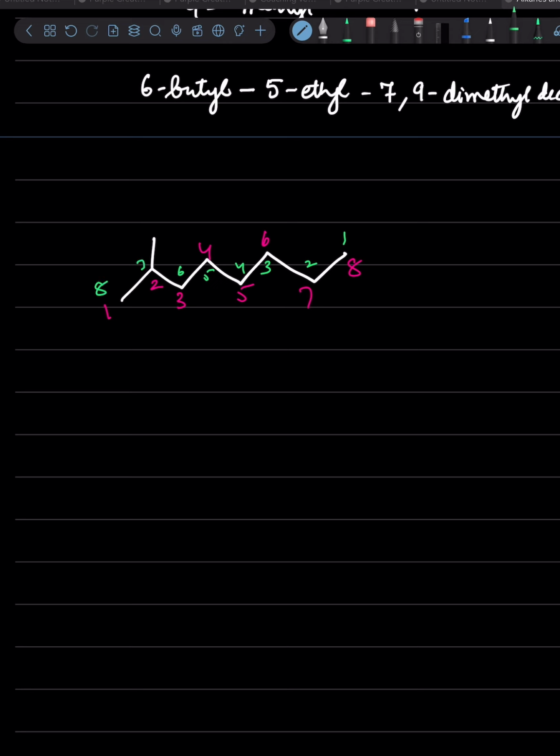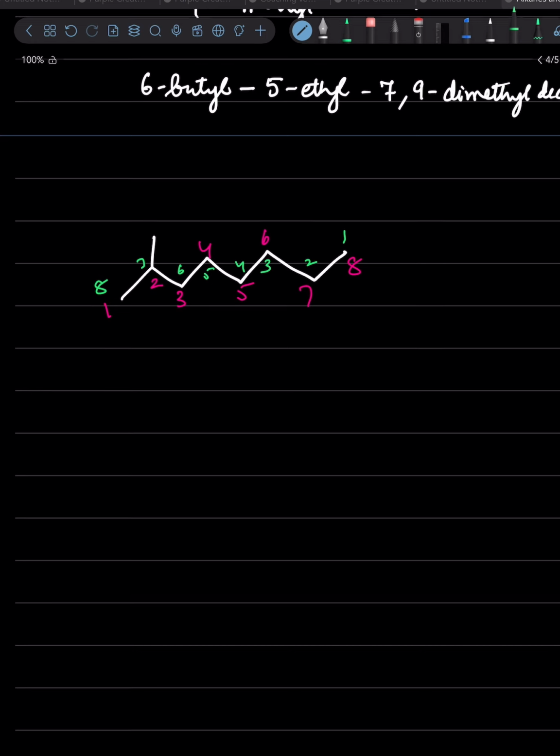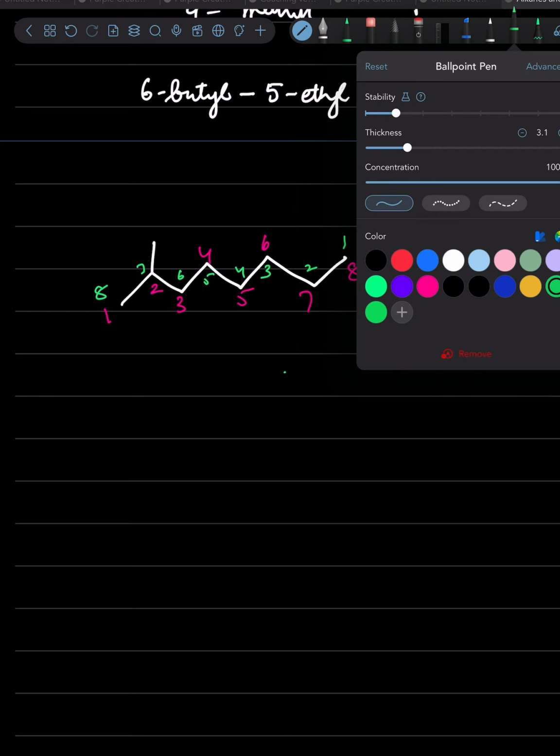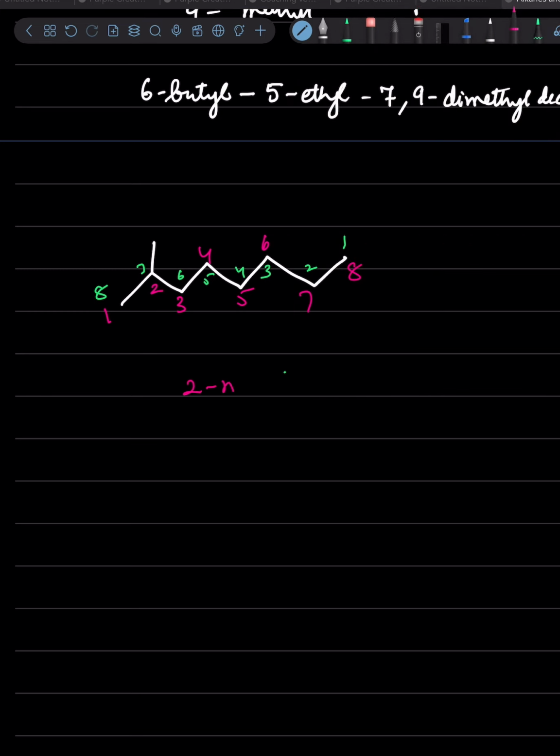It is always 8. But if I go by green, my methyl group, which is the substituent in this case, is at 7th position. But if I go by the pink one, the methyl group is at 2nd position. So we should go for the numbering which gives the substituents the lowest possible number. So the pink one here is the correct one, because the methyl group gets the 2nd number. So 2-methyl octane.